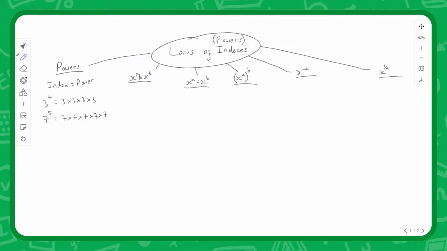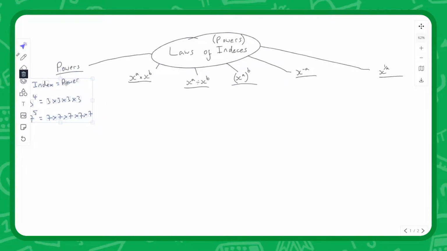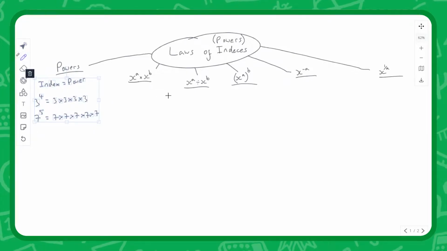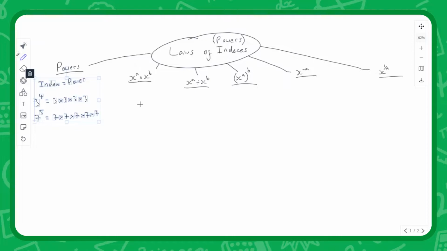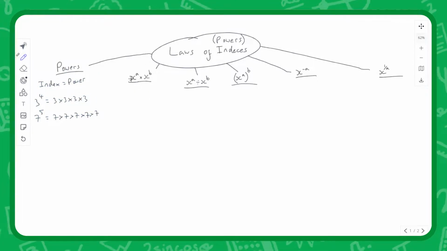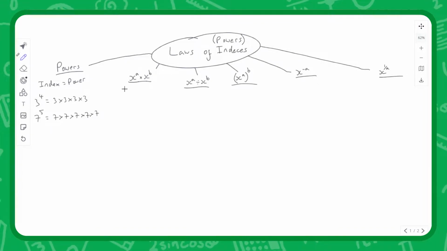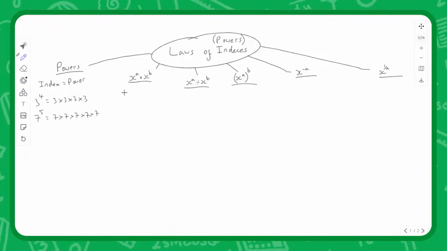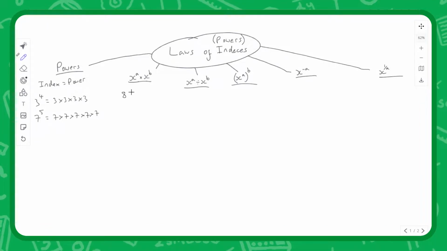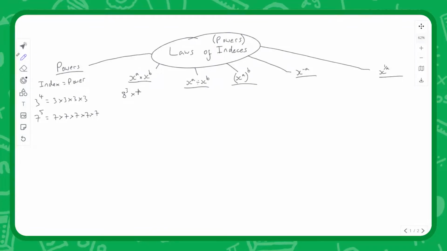Let's look at our first power rule now. So might move this over slightly to give myself some more space. There we go. So x to the a times x to the b. Well, we talk about x, to keep things general. So it's some number to some power times that same number to some other power. Let's do an example. Let's say we've got 8 to the power of 3 times 8 to the power of 4.